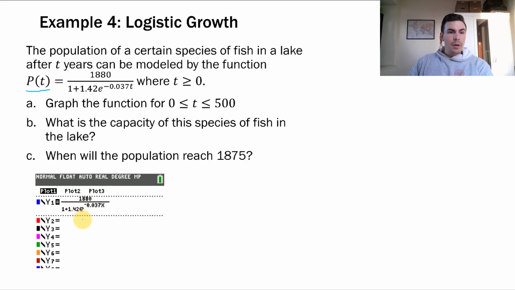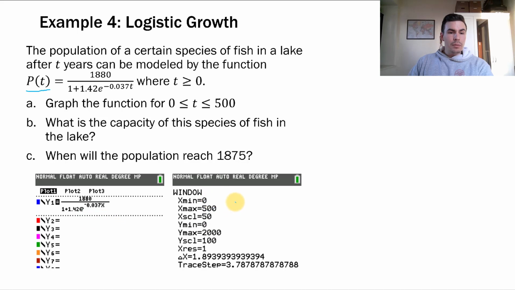I just want to show you guys what I put for window. Make sure you modify your window because it's asking for this interval from 0 to 500. So I set my x values at 0 and 500, and I increased the scale to 50. I picked an arbitrary 2000 for the y maximum because we've got this 1880 up here, and 0 for the y minimum, so we get these kind of real world axes. That's going to look like this.